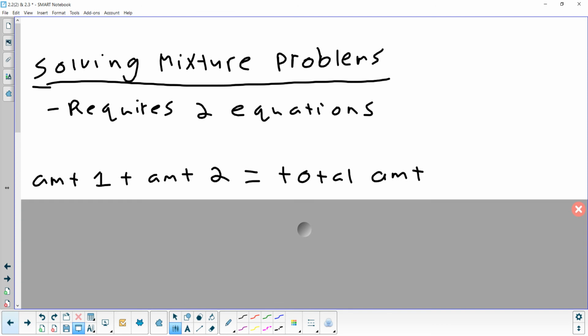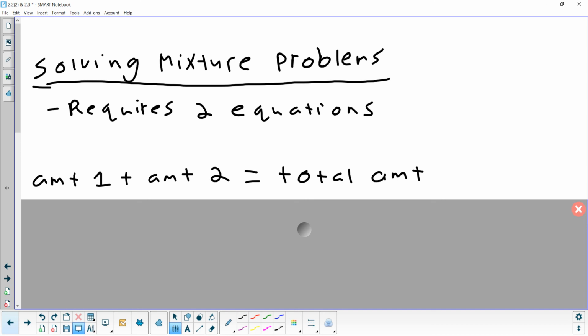So the first equation, that one's pretty easy. You just take how much you need of the first solution plus how much you need of the second solution, and that's going to equal how much you need for the total solution.